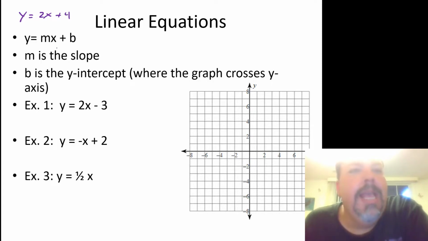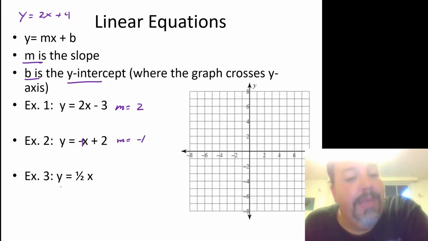And when we have an equation in this form, y equals mx plus b, m is going to tell us the slope. And b is going to give us the y-intercept, which is going to help us to graph it in our next quiz and lesson. So for example, if we have y equals 2x minus 3, what's the slope going to be? The slope here is going to be 2. And if we have y equals negative x plus 2, then the slope here is going to be -1. If we have y equals 1/2 x, the slope is going to be 1/2.